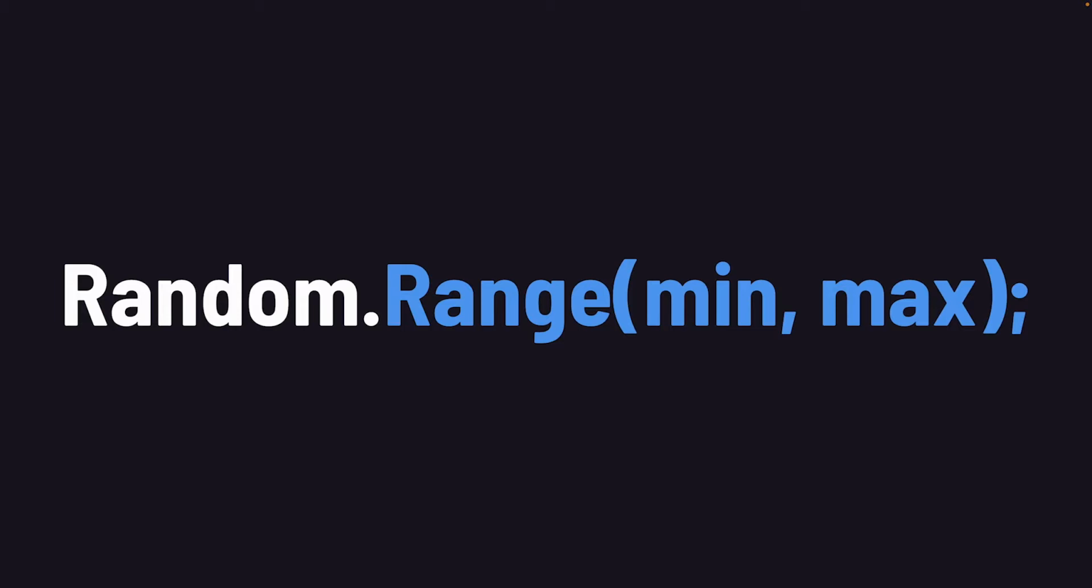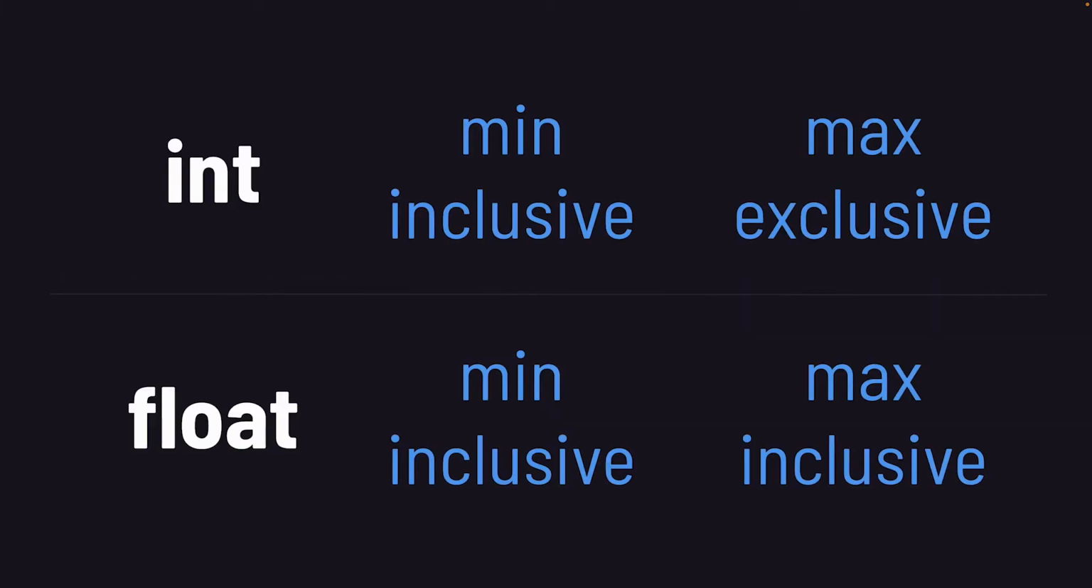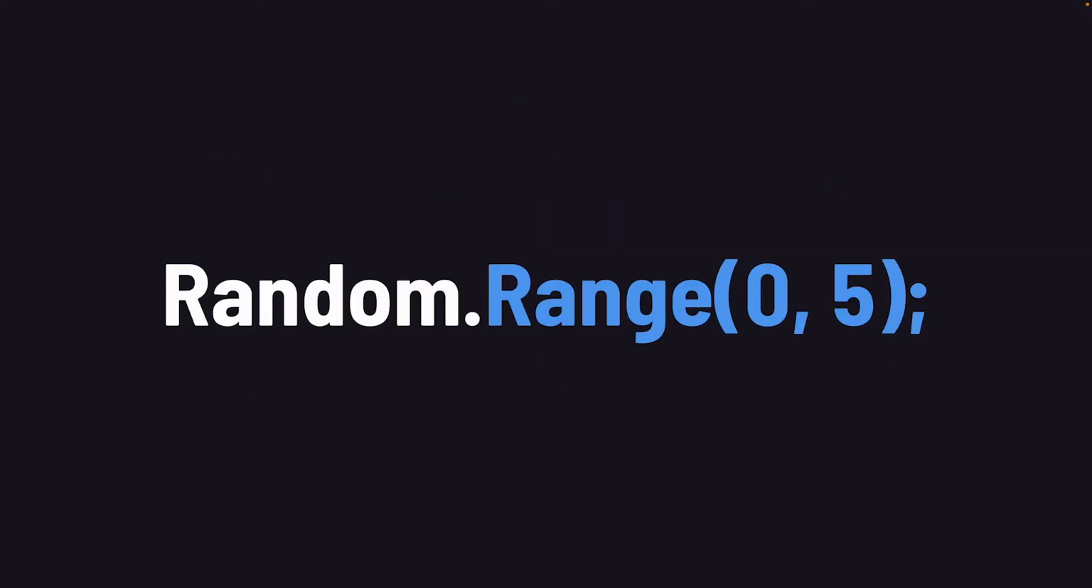There are two versions of this. An integer version and a float version. And those methods return you either a float or an integer. In the integer version, the min value is inclusive. That means it can be returned as the number. The max value is exclusive, so it cannot be returned as the random number. For example, if we have an integer range from 0 to 5, you can only get 0, 1, 2, 3 or 4, not the 5.